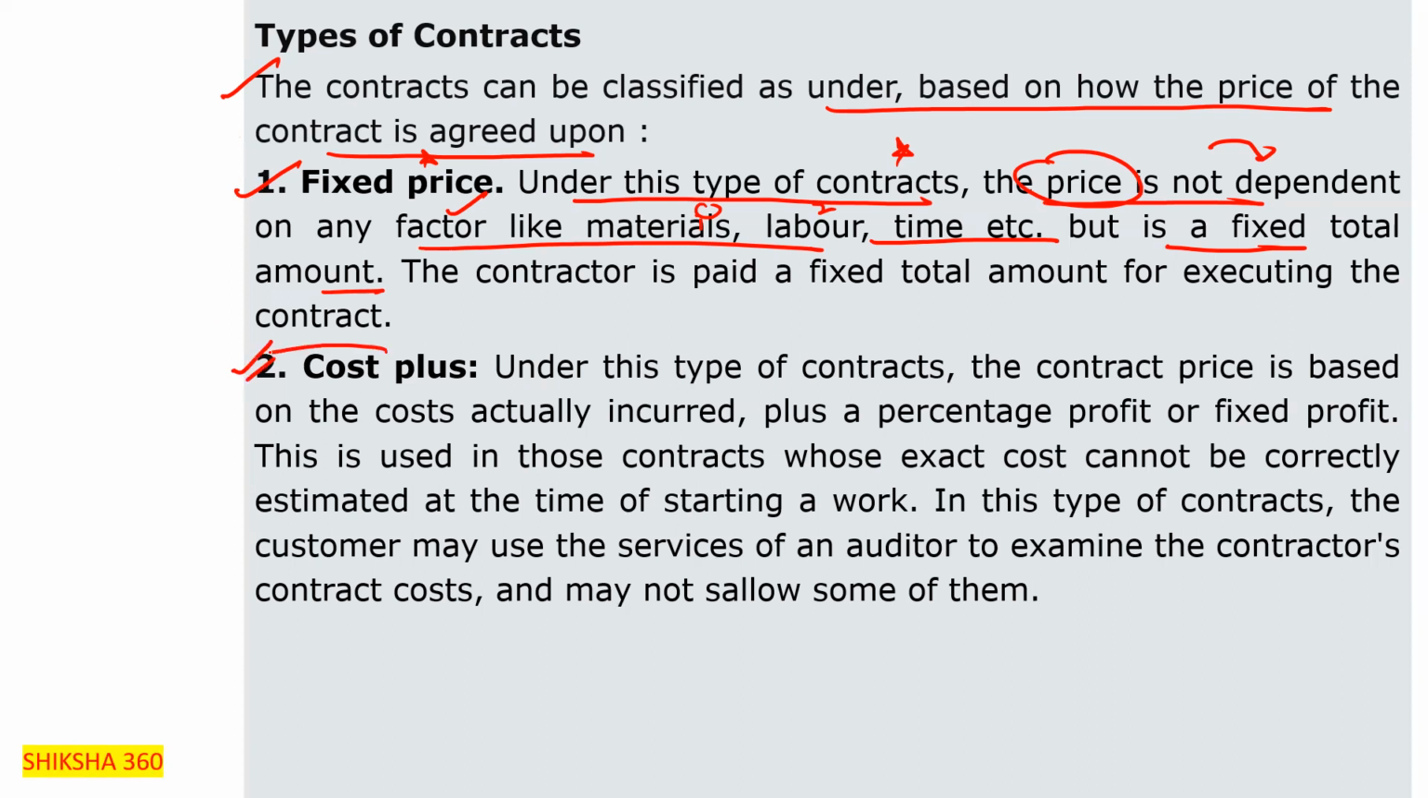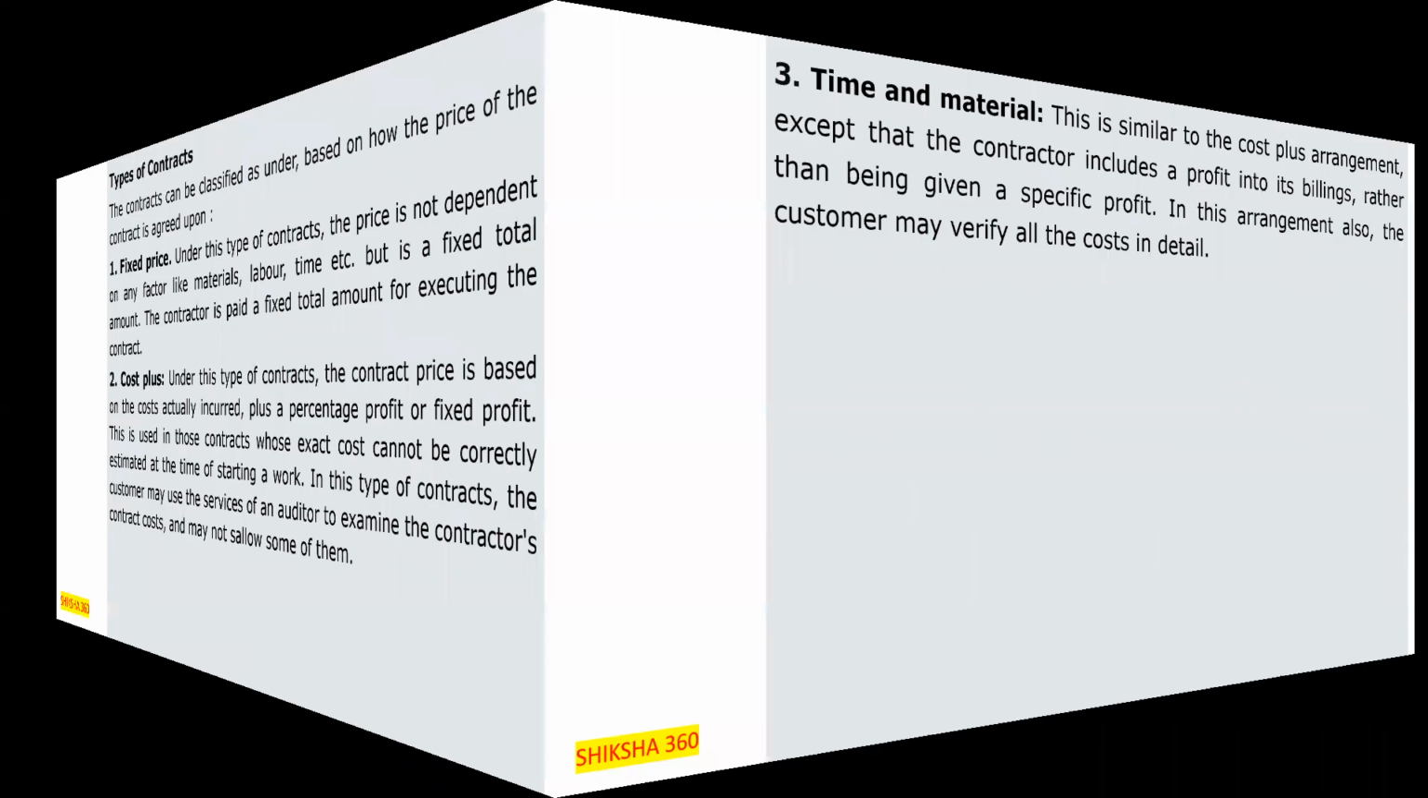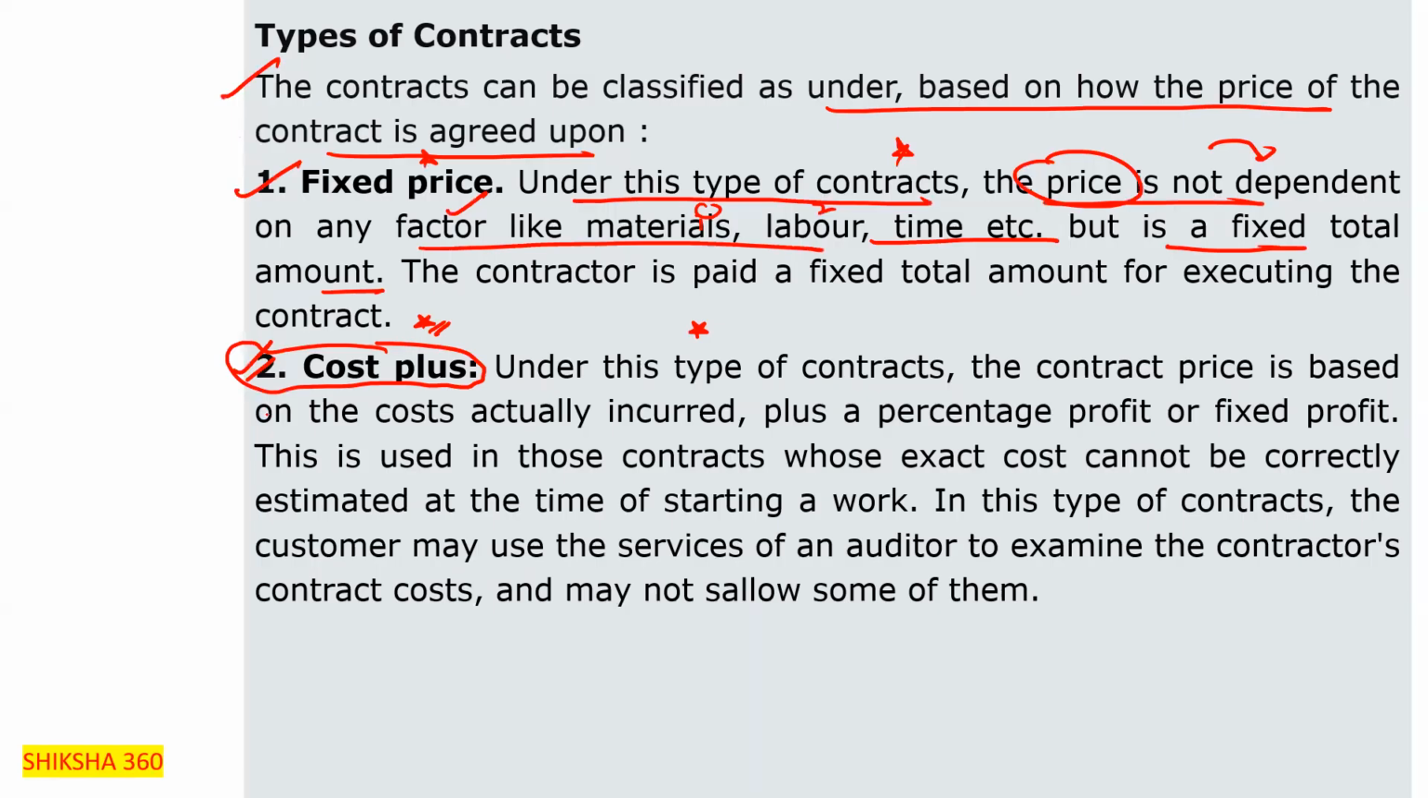Second one, the cost plus. Under this type of contract, the contract price is based on the cost actually incurred plus a percentage of profit or a fixed profit.